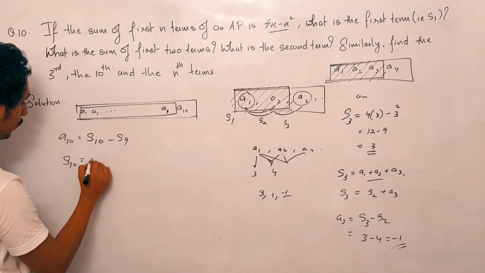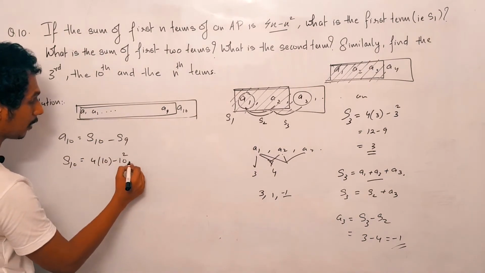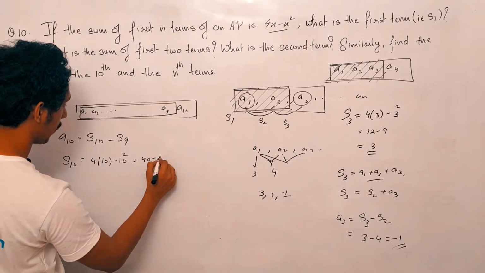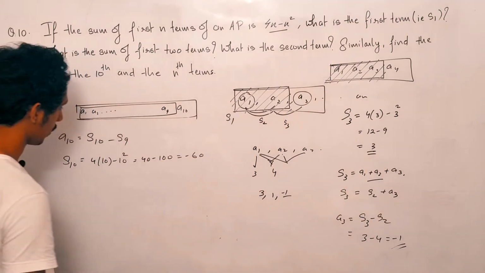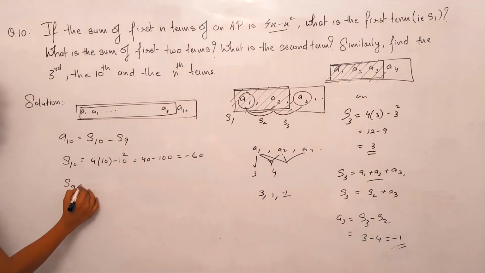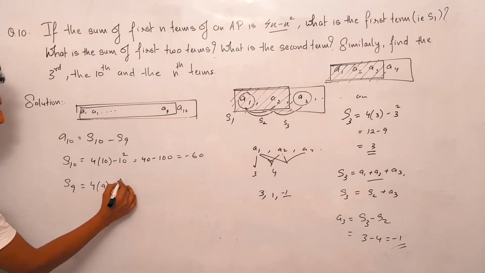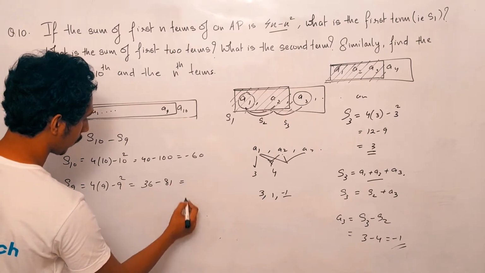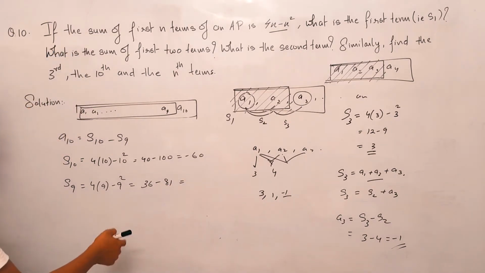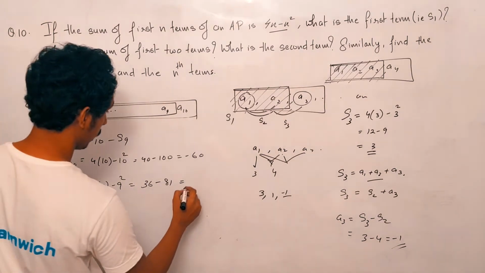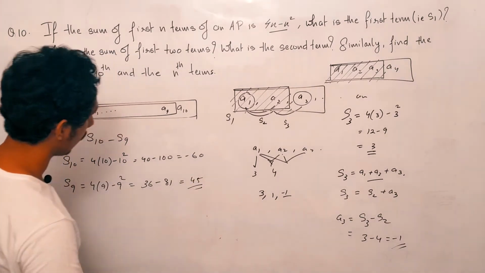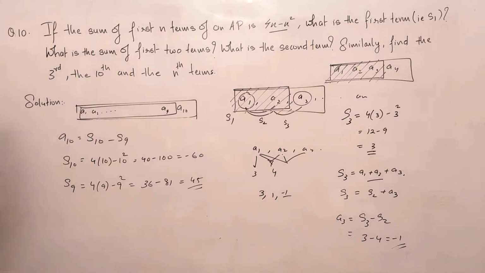So let's find out S10. S10 is 4 into 10 minus 10 square. So that will be 40 minus 100. The answer is minus 60. And S9 is equal to 4 into 9 minus 9 square. 4 9s are 36 minus 81. So 36 minus 81 is minus 45.